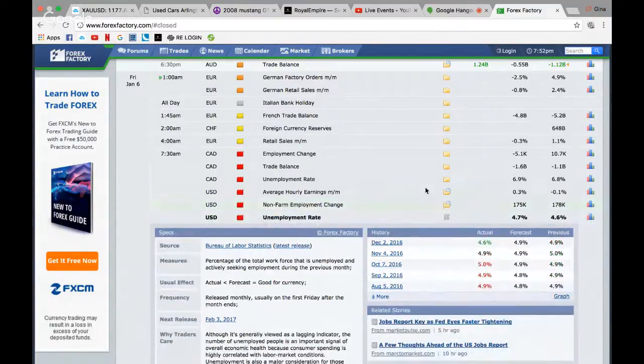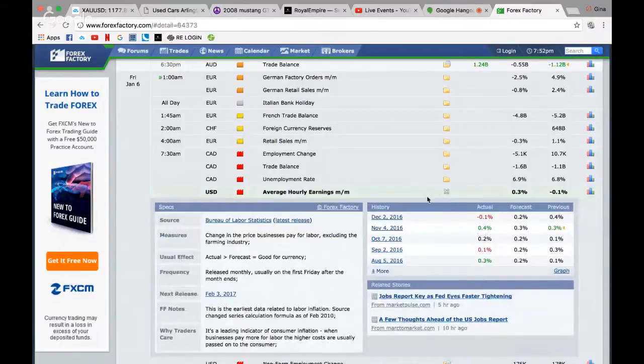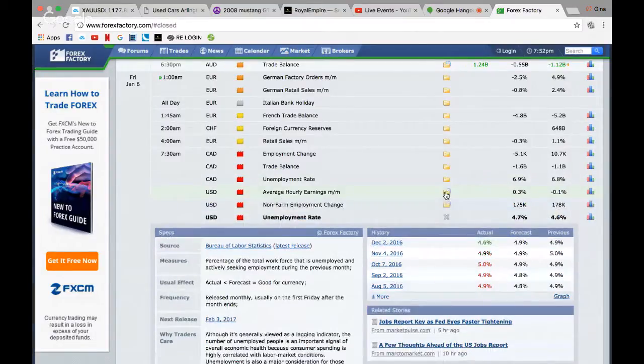Now we have the average hourly earnings. I've seen this news not really impact that much, but it is saying it's going to go from negative 0.1% to positive 0.3%. That may be positive for the dollar, but the two biggest ones that move the market are the unemployment rate and the non-farm payroll. All right, guys?